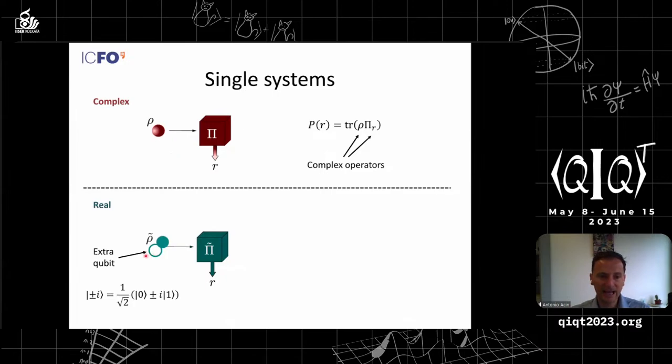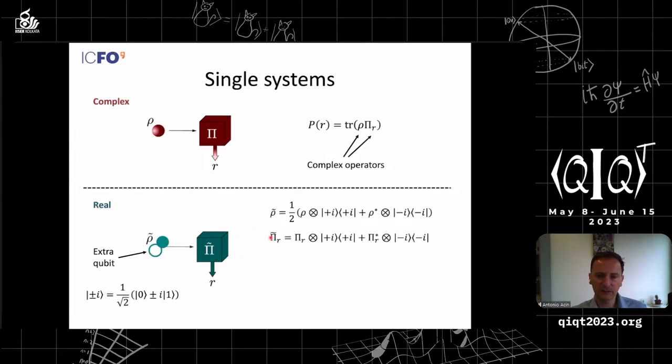He adds this extra qubit, and he's going to use these two states for the extra qubit. These are the eigenstates of sigma y. They are complex, but don't get confused. I'm going to use them to get real. Everything is going to be real. I'm going to use these two states for this extra qubit.